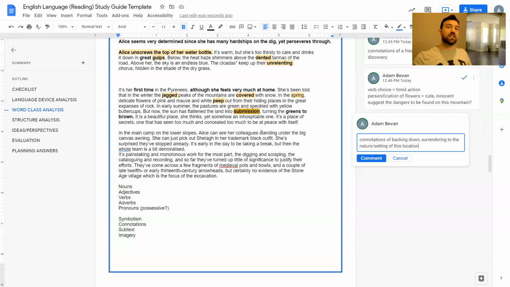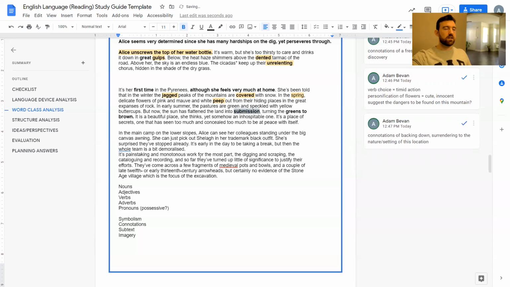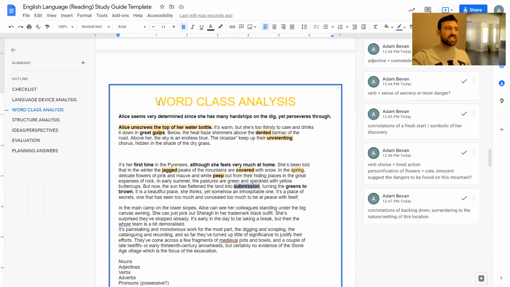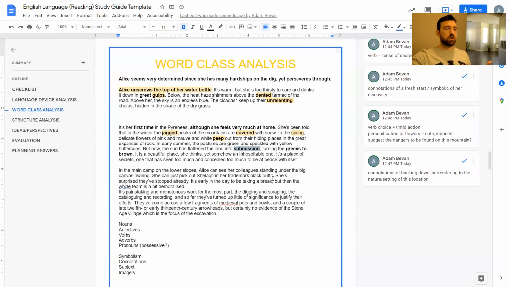So that then links back to the jagged peaks, the fact that there's a lot of danger to be found here. And all of this adds on a new level to the resilience of Alice, the fact she's in this hot, dangerous, desolate place. She's not got much experience. There's a lot of hardship here, yet she perseveres through. And then when she does come to make her discovery, it then glorifies that discovery even more as a result.